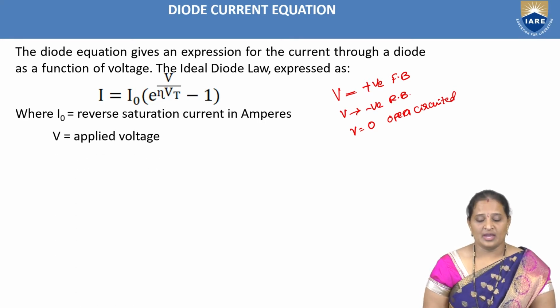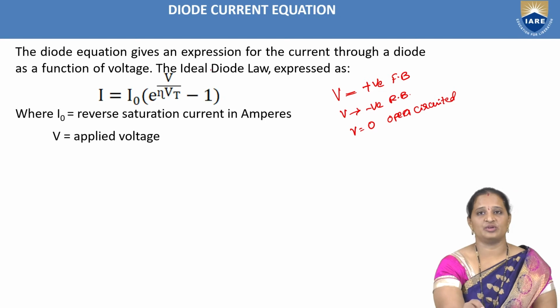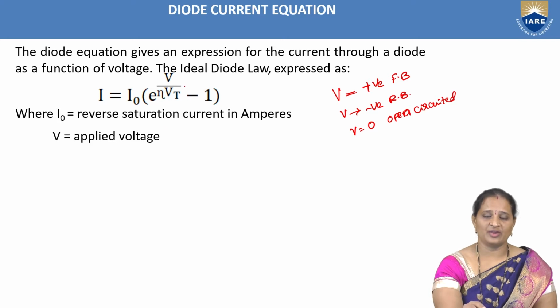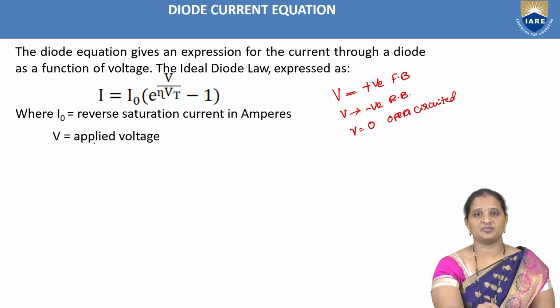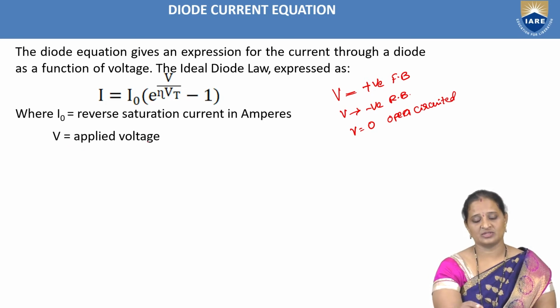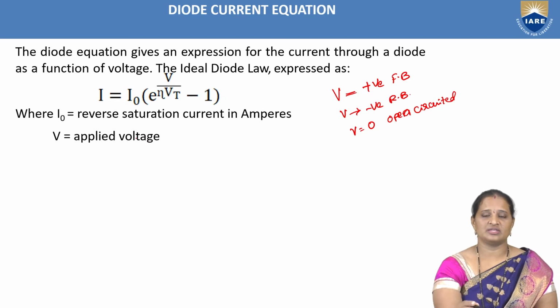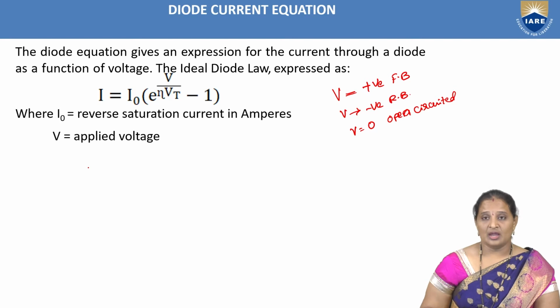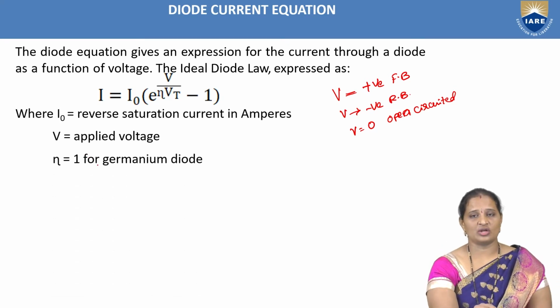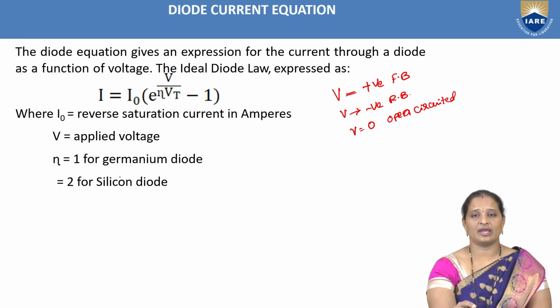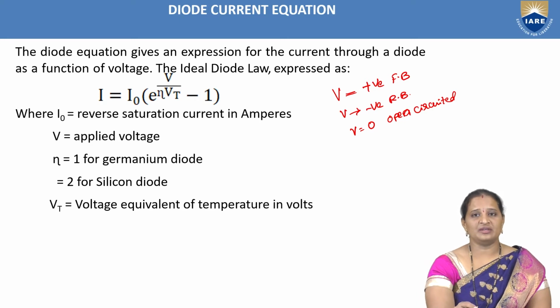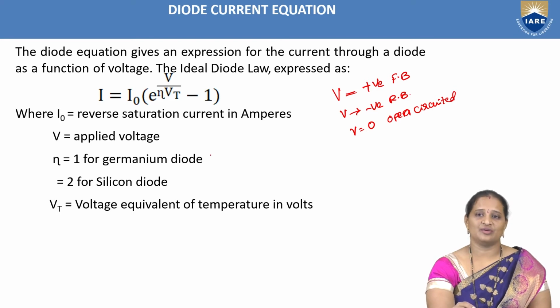And capital V is known as the applied voltage to the diode, which makes the diode forward biased, reverse biased or no bias. That means if V is positive, the diode is said to be forward biased, and if V is negative, the diode is said to be reverse biased. Next, eta is a constant which is 1 for a germanium diode and 2 for a silicon diode. Next, Vt is the volt equivalent of temperature, and the unit for Vt is volts.